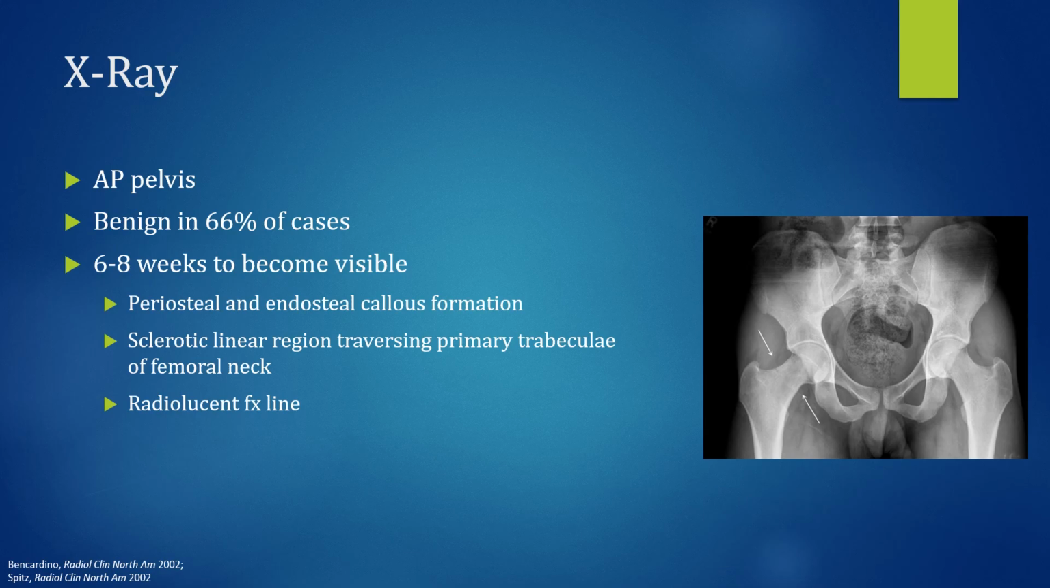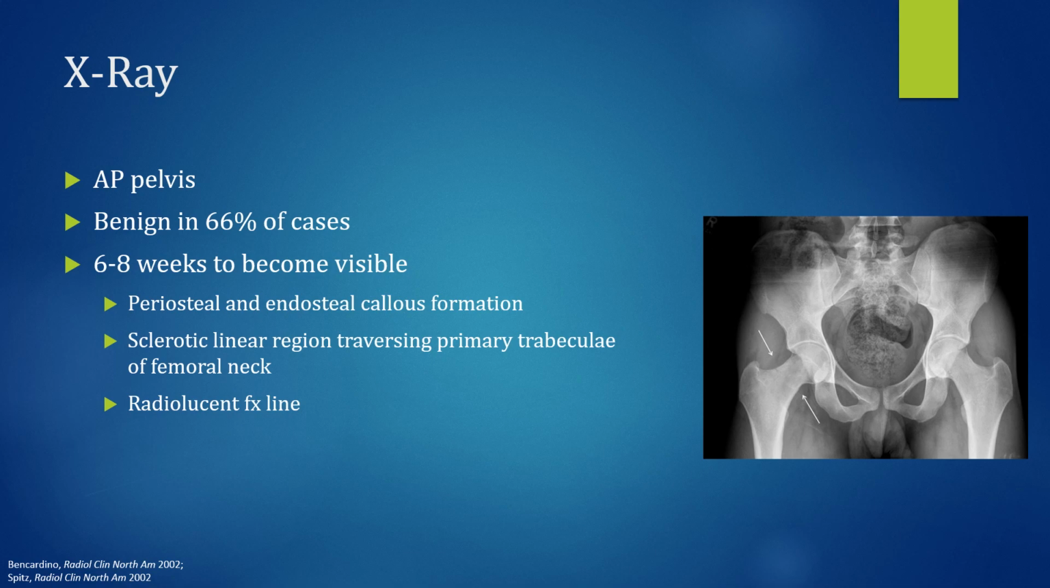Plain radiographs are routinely performed in any athlete who presents with exercise-related hip or groin pain that is exacerbated by weight bearing. The AP pelvis is usually performed to investigate any osseous abnormalities about the entire hip or pelvis area. In about 2/3 of patients who have a femoral neck stress fracture, there are no changes present on X-ray. It can take about 6 to 8 weeks before stress-related changes are visible on plain film.